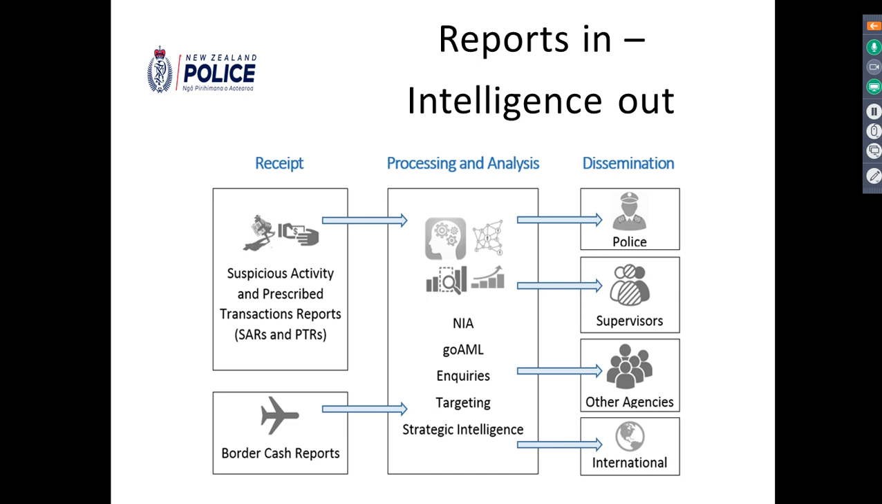As you'll see on this slide, we receive 3 different types of reports. The first type are the suspicious activity reports, which currently come in as suspicious transaction reports. As of 1st of July, there will be an ability for all people who are submitting reports to complete these online through Go AML as either a suspicious activity or, if there's a transaction involved, through a suspicious transaction report. As of the 1st of November last year, we had the introduction of prescribed transaction reports.